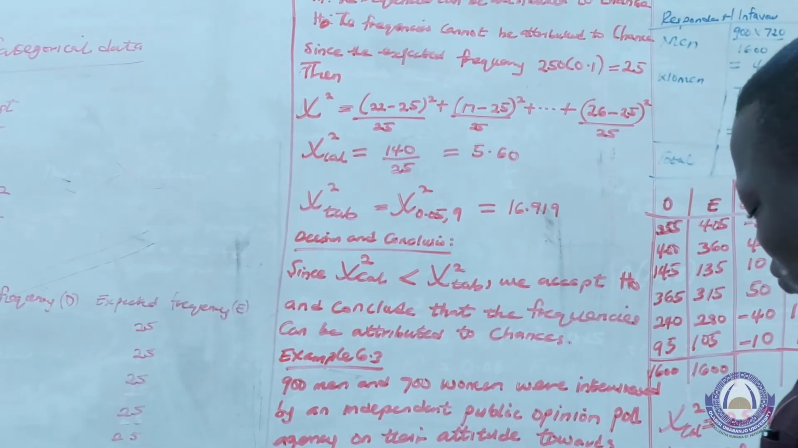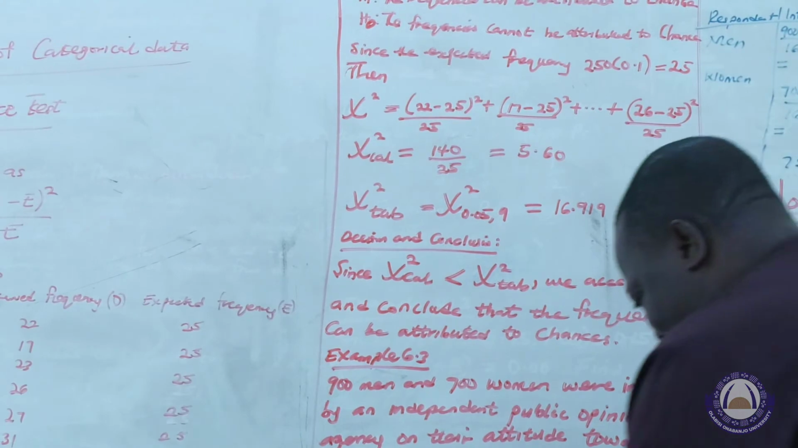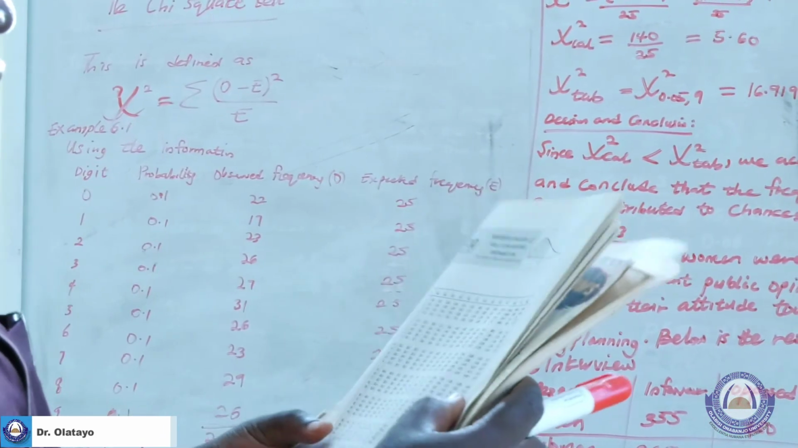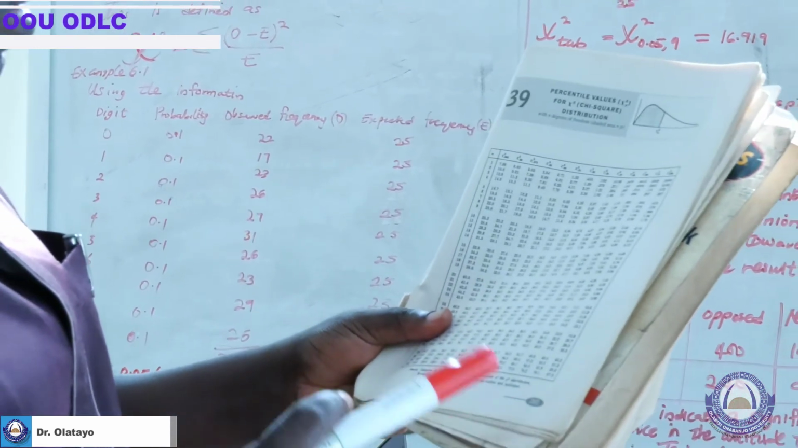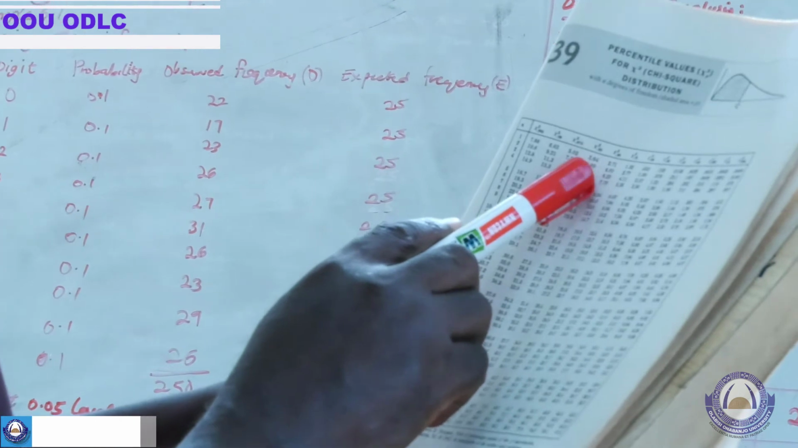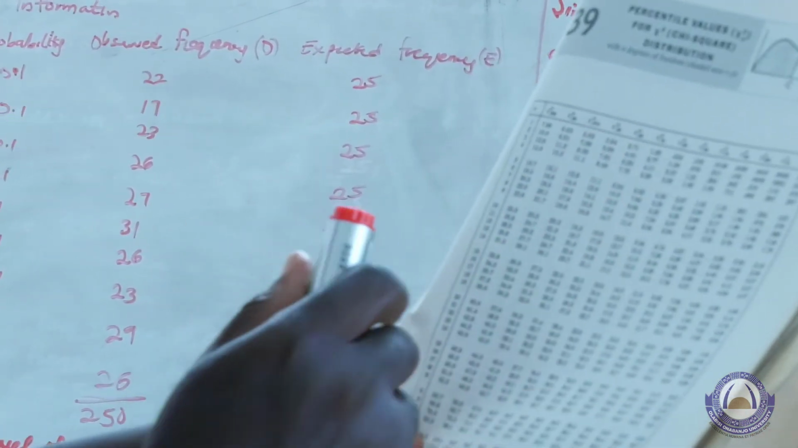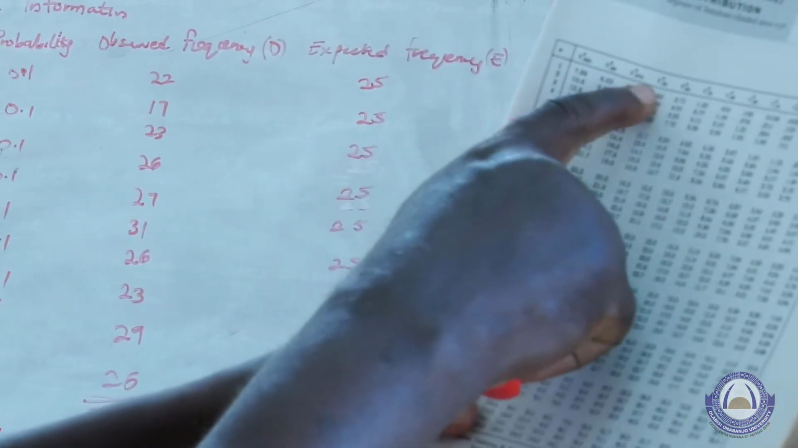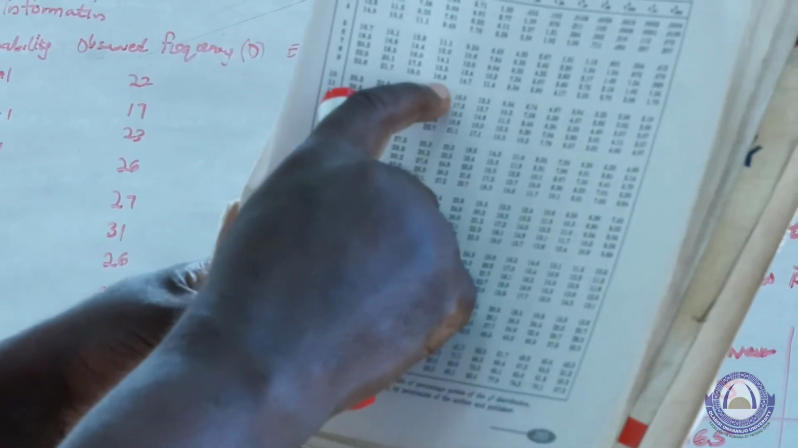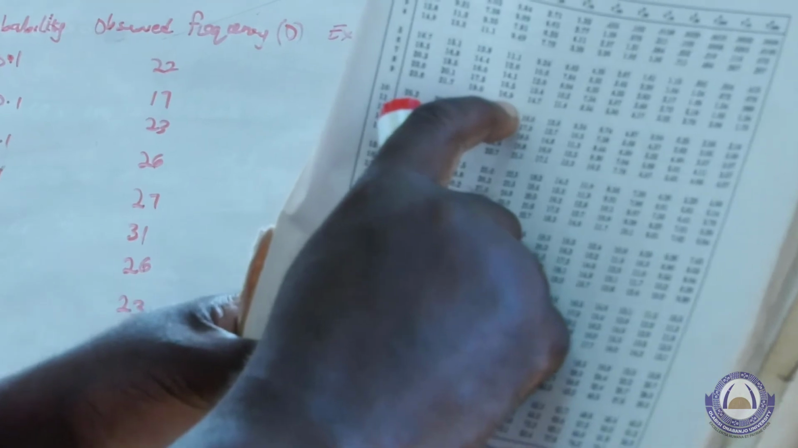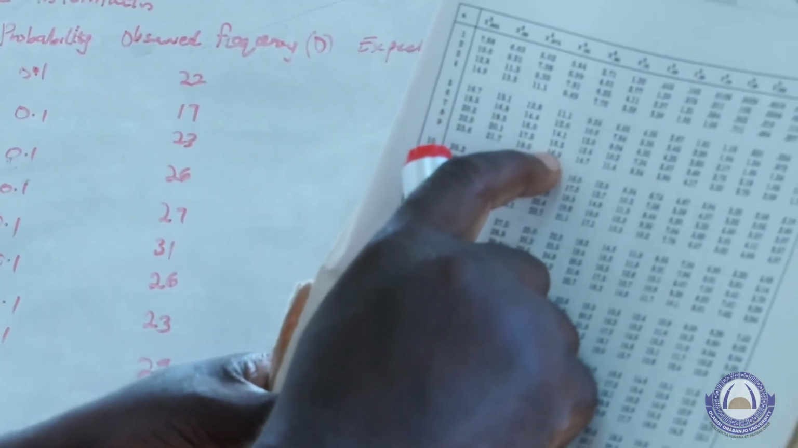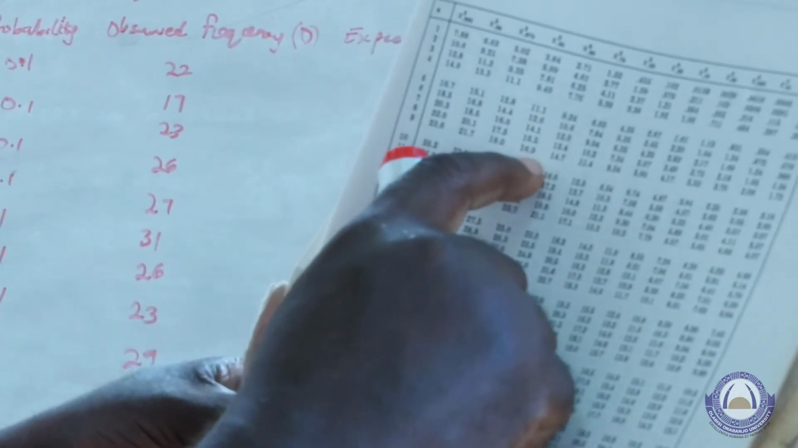Now we are going to the chi-square table, which I have a sample of here. 1 minus 0.05 gives us 0.95. Under 0.95 at the top, we check 9, and we have 16.9. This table has approximated the value, but in some other tables you can see some figures after it.